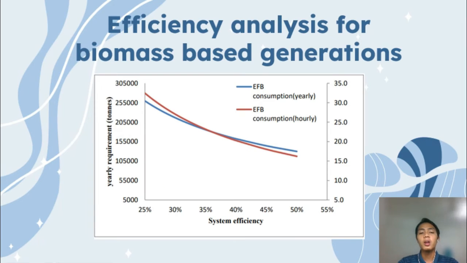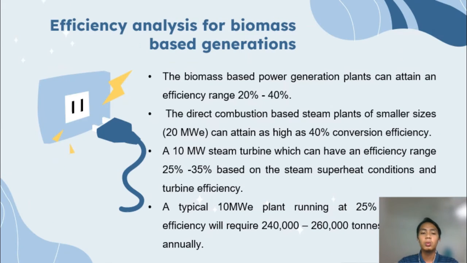And then efficiency analysis for biomass-based generation. This diagram shows the efficiency and the yearly requirement in tons. The blue color is the yearly and the red color is the hourly. The biomass-based power generation plants can attain an efficiency range of 20 to 40%. The direct combustion based steam plants of smaller size, 20 megawatt, can attain as high as 40% conversion efficiency.